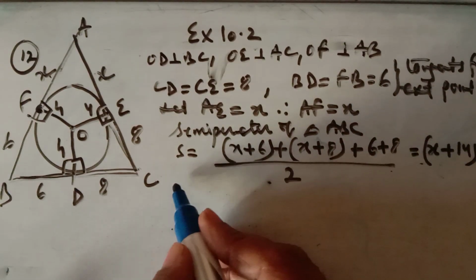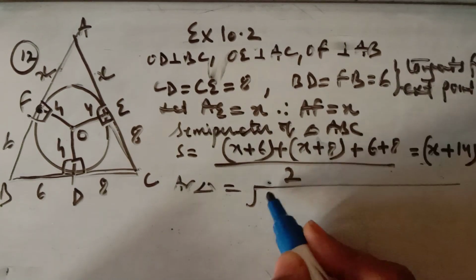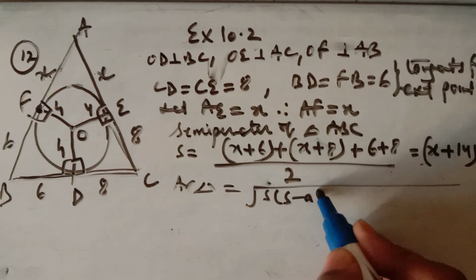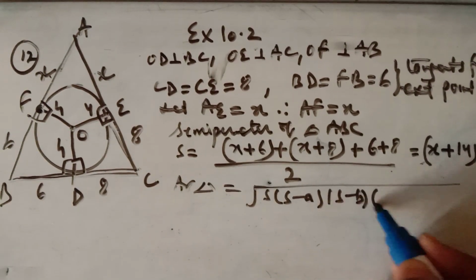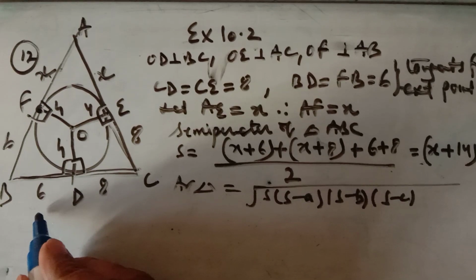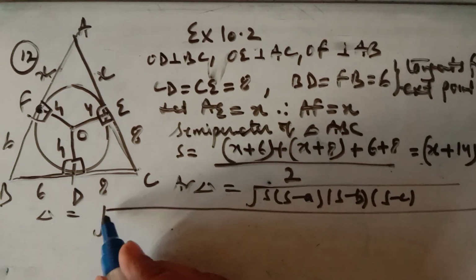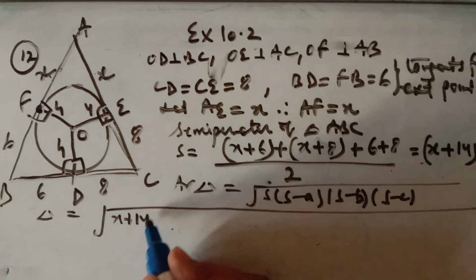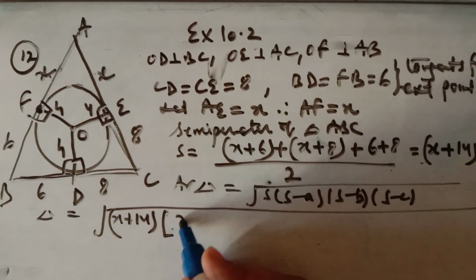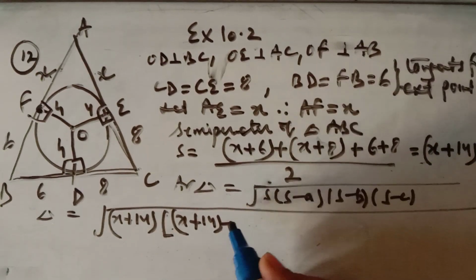Now we know that the area of the triangle is equal to the square root of s times s minus a, s minus b and s minus c. This is the semi-perimeter formula for the area of the triangle. Now you can use it very carefully. So this will be S, where S is x plus 14, and s minus a, that is x plus 14 minus a, where a here is x plus 6.